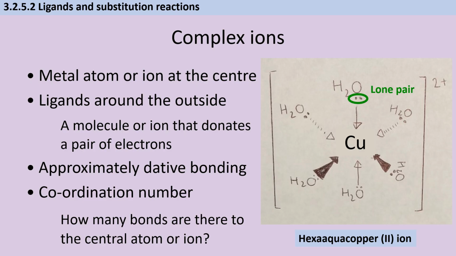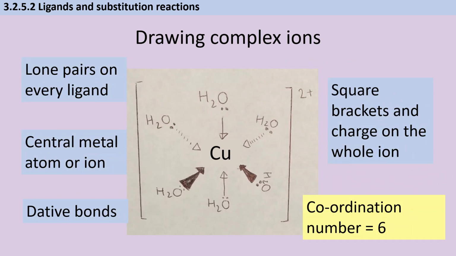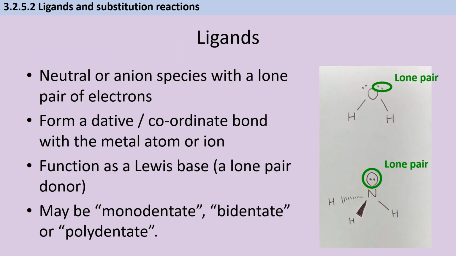Note this is the number of bonds formed, not the number of ligands, as some ligands can make more than one bond. When you draw the complex ion, you should ensure that the lone pair that's bonding from each ligand is visible. Arrows go towards the central metal species. The square brackets demonstrate that the charge applies to the whole ion, not just the central metal species. This hexa aqua copper 2+ ion has a coordination number of 6.